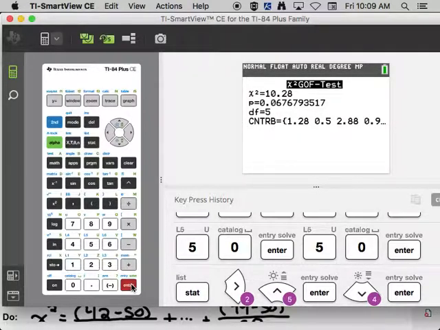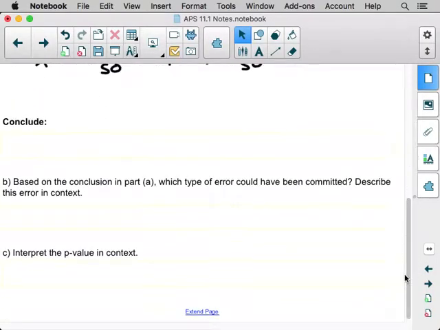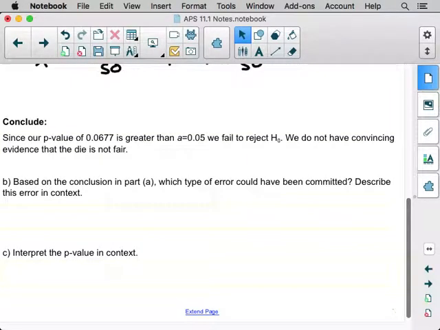All right, and notice our p-value this time. What do you notice about it? It's greater than 0.05. And what does it mean when we get a p-value greater than that 0.05? Fail to reject. So here in this case, we are going to fail to reject. Okay? That means we don't have evidence that the dice isn't fair.